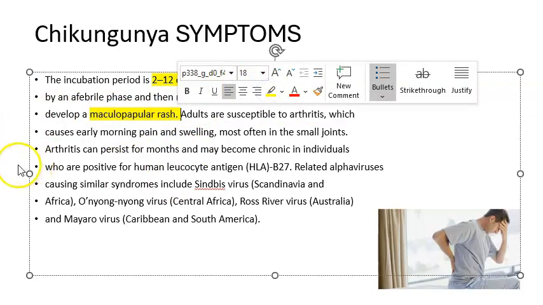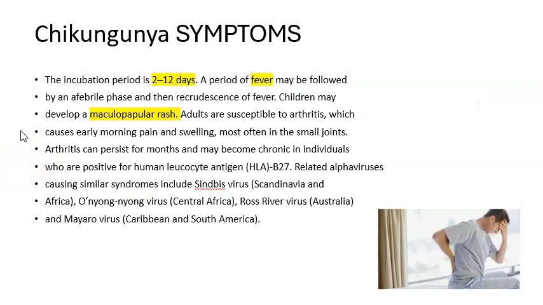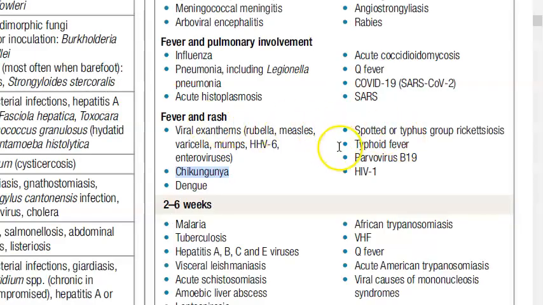So fever with rash means you will think of what and all diseases? Dengue, chikungunya. What else will you think of? So many diseases are there, even HIV. As soon as I said HIV, I think you got angry. But see, fever with rash, viral diseases like rubella, measles, varicella, mumps, herpes, human herpes virus, enteroviruses, right? All these are viral exanthems.